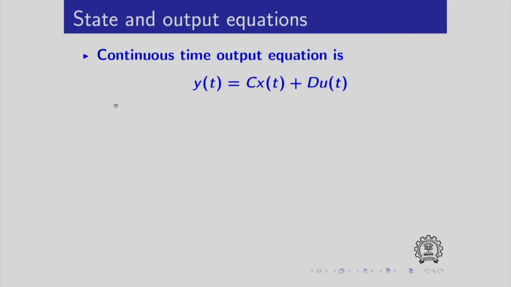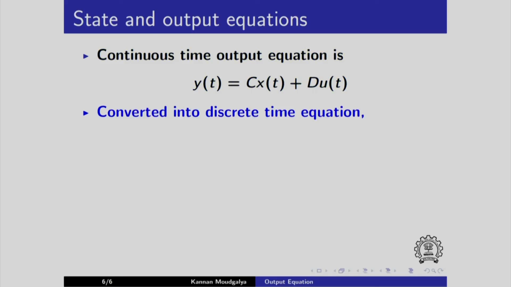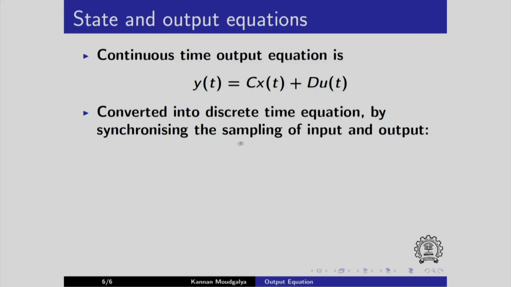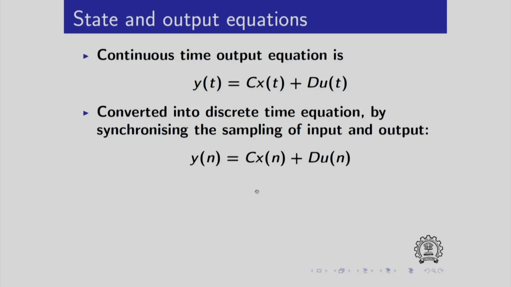In this slide, we will present the state and output equations. Here is the continuous time output equation that we used in the previous slide. We convert this into discrete time equation by synchronizing the sampling of input and output, so that at the same time instant n, we would sample u and also sample y and sample the state x.